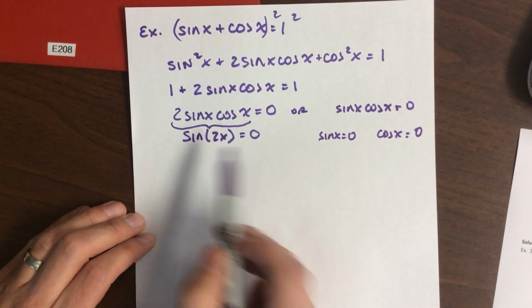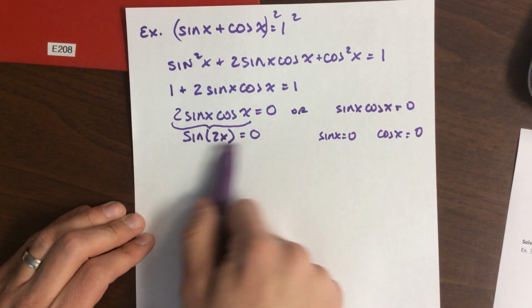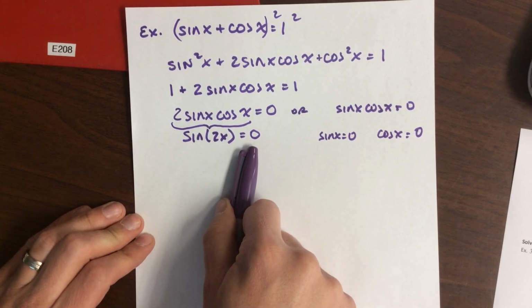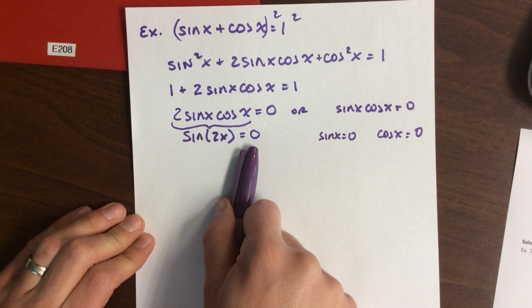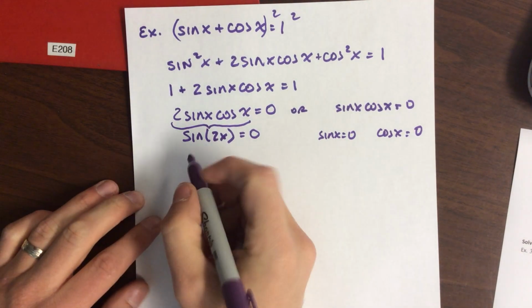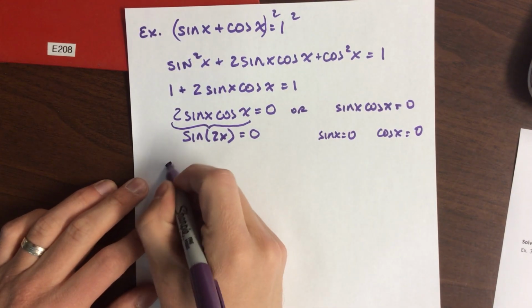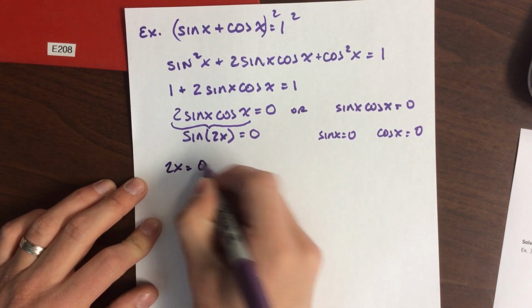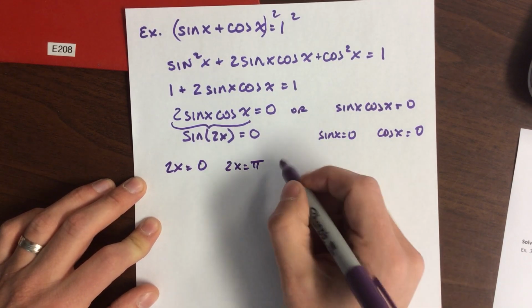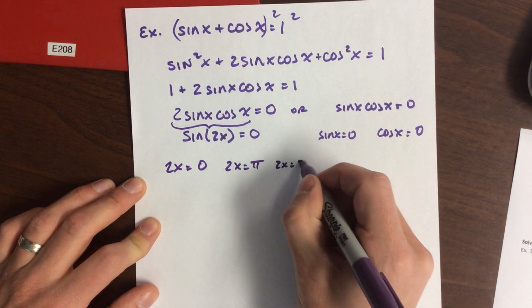Now if we go here, we've got sine of something equals 0. Sine of what angle measures get us 0? 90? Not 90. 180, that could be 180. What else? 360. Could be 360. What else? Could be 0. So this is saying that 2x could be 0. We could have 2x equals pi. We could have 2x equals 2 pi.